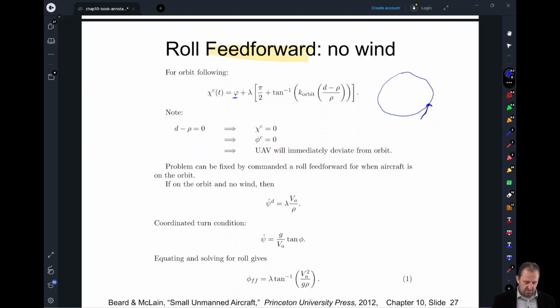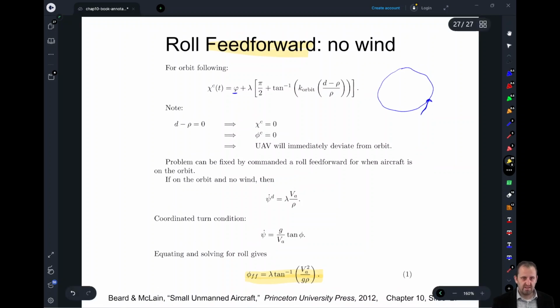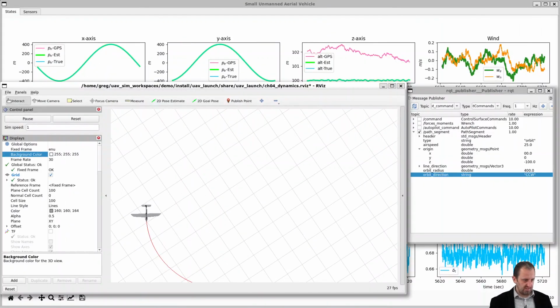So we then give our feed forward roll just according to this equation, right? So again, it comes from the coordinated turn, and we're just taking the inverse tangent of this coordinated turn, and so that'll give our controller that feed forward in the roll that we want. Okay, so now we have the control. Let's move back to our state.